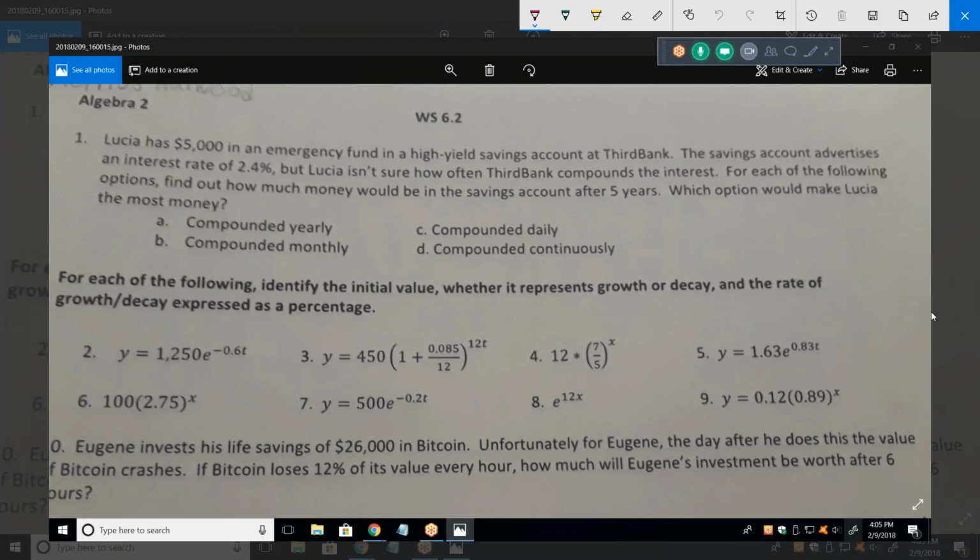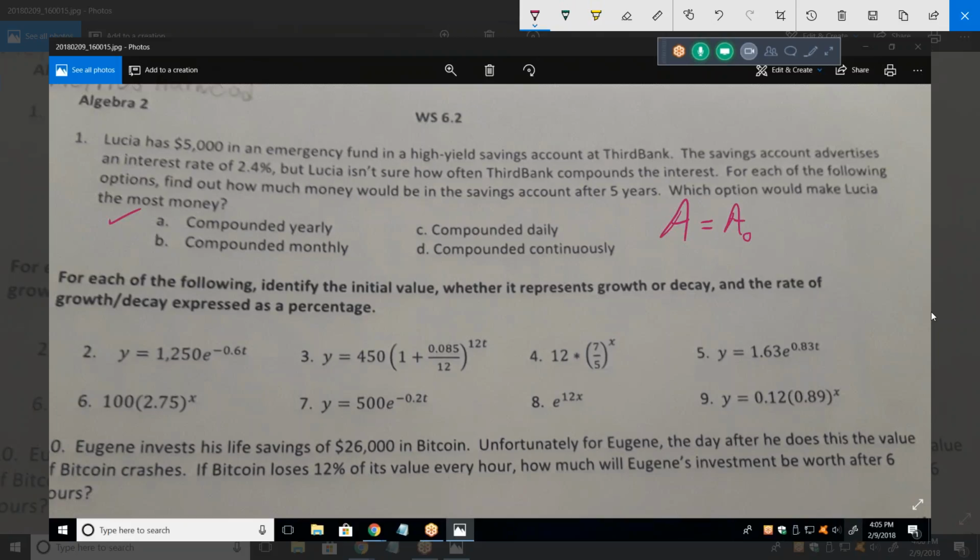All right, so let's analyze the first one. What's the general formula? A equals A, or yeah, the general is A sub 0. You don't want to just say A because that makes that A the same as this A, and it's not the same.